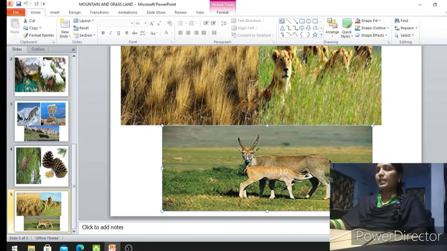So the deers are having eyes. You can specially identify the eyes of deer and the eyes of lion. Lions are having the eyes at front, whereas deer is having eyes at corners. So this corner eyes are helping them to see all the directions so that it can identify their enemies. It can identify their predators from all the angles, from all the directions.